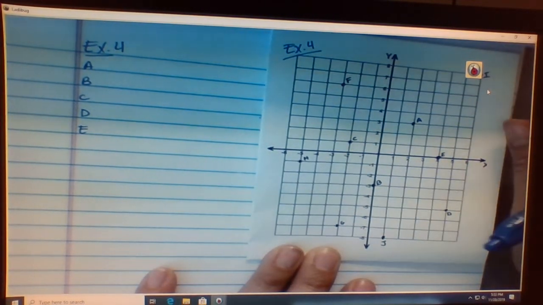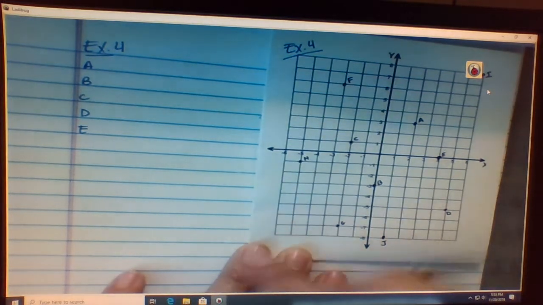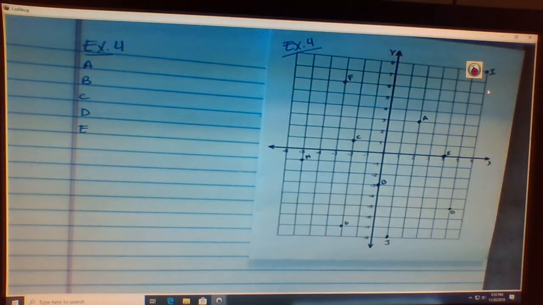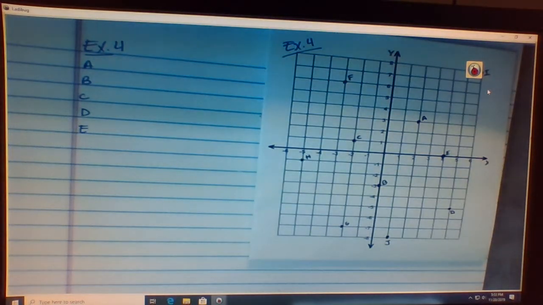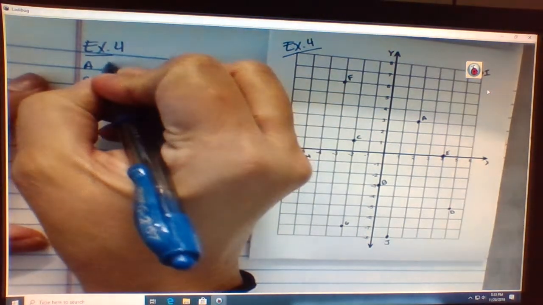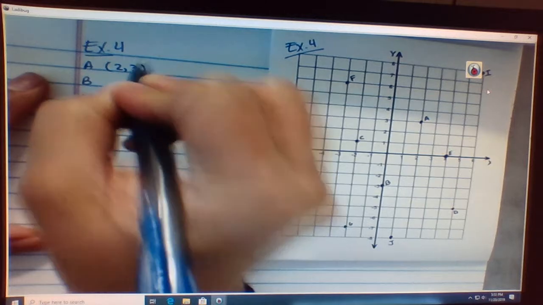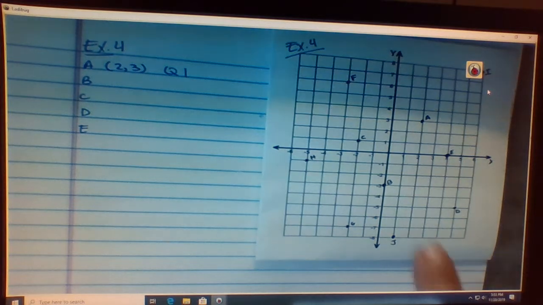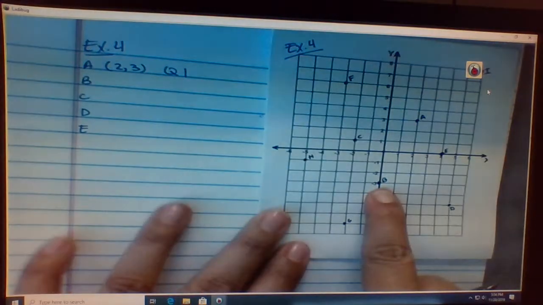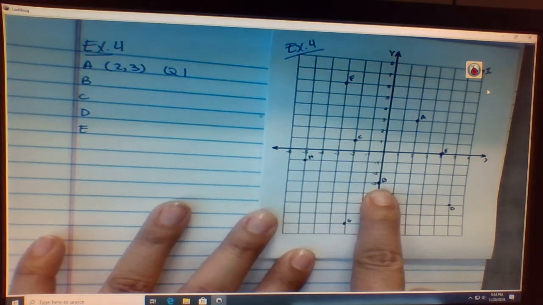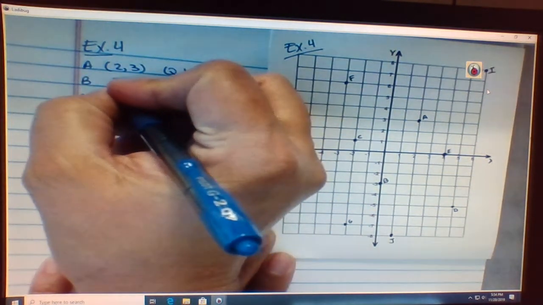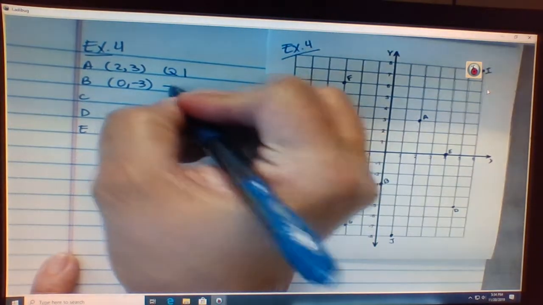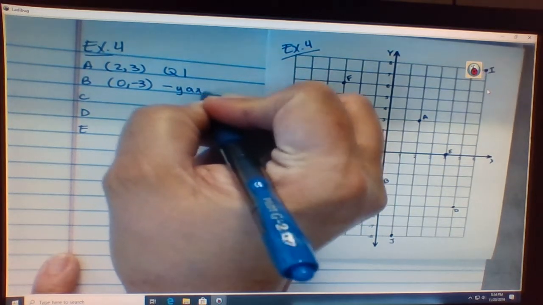So point A. What are the coordinates of point A? Do we agree with 2, 3? Both of them positive? Okay, so it is at 2, 3, and it is in Q1. Perfect. Now point B, which is over here, that one is 0, negative 3. And that right there is on the negative y-axis. Is correct.